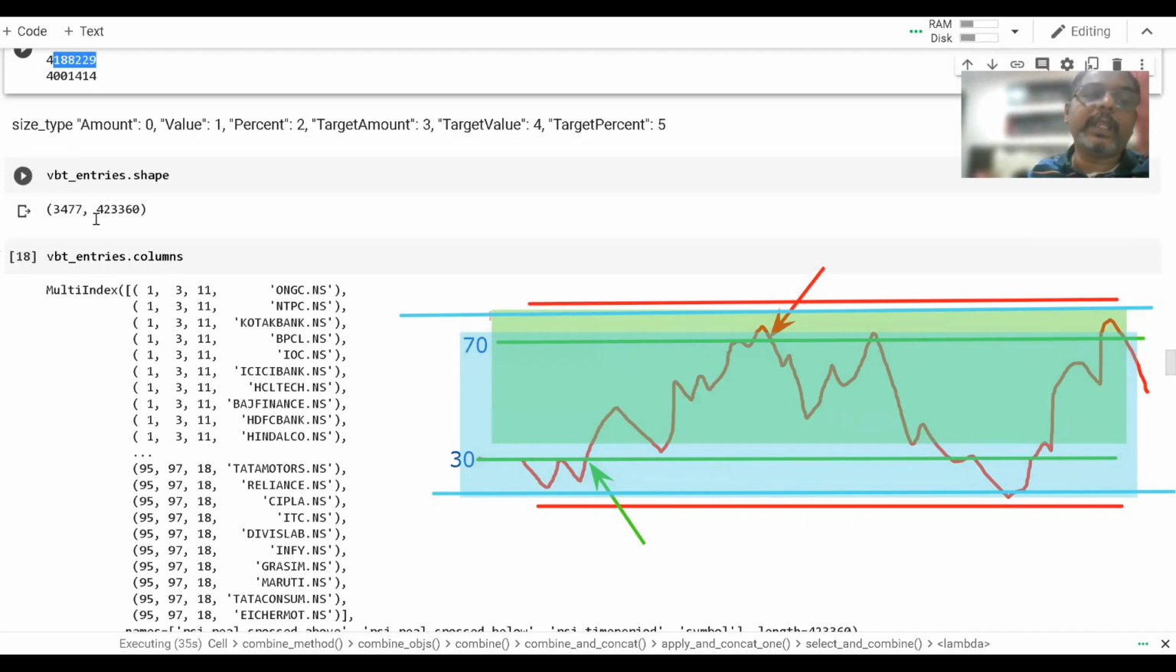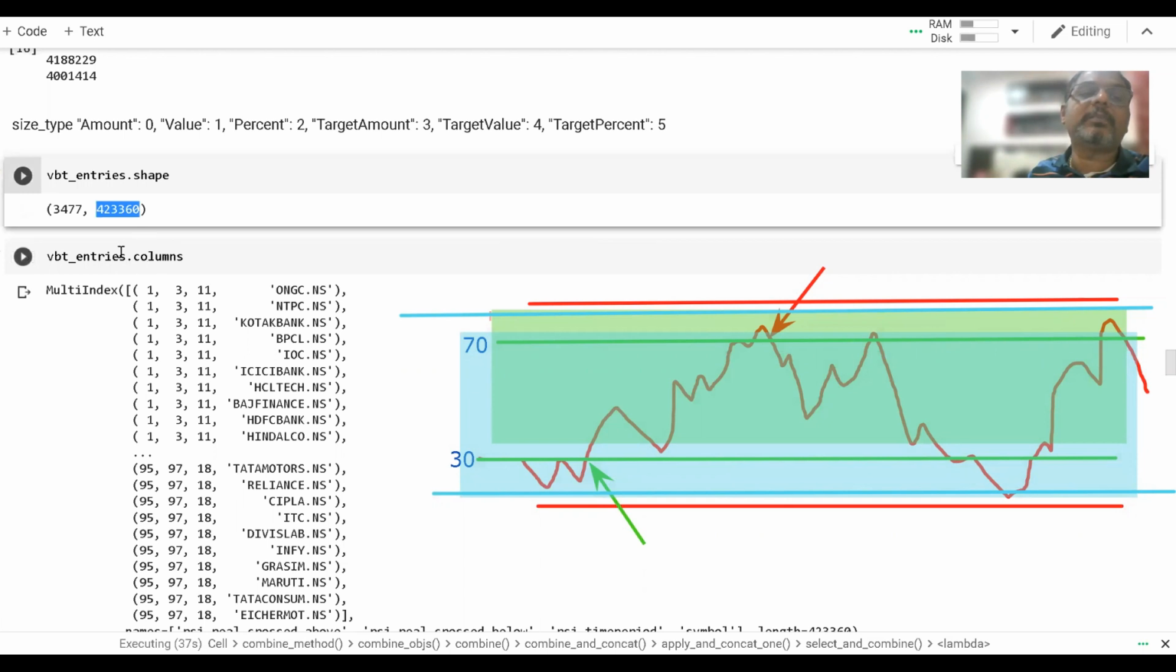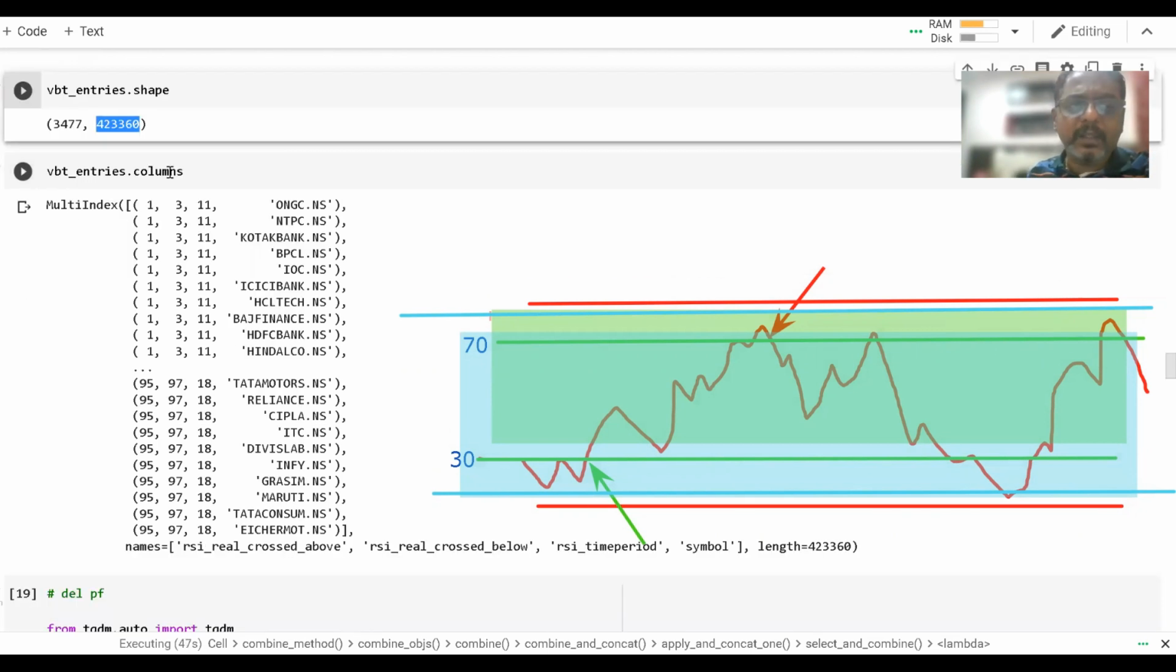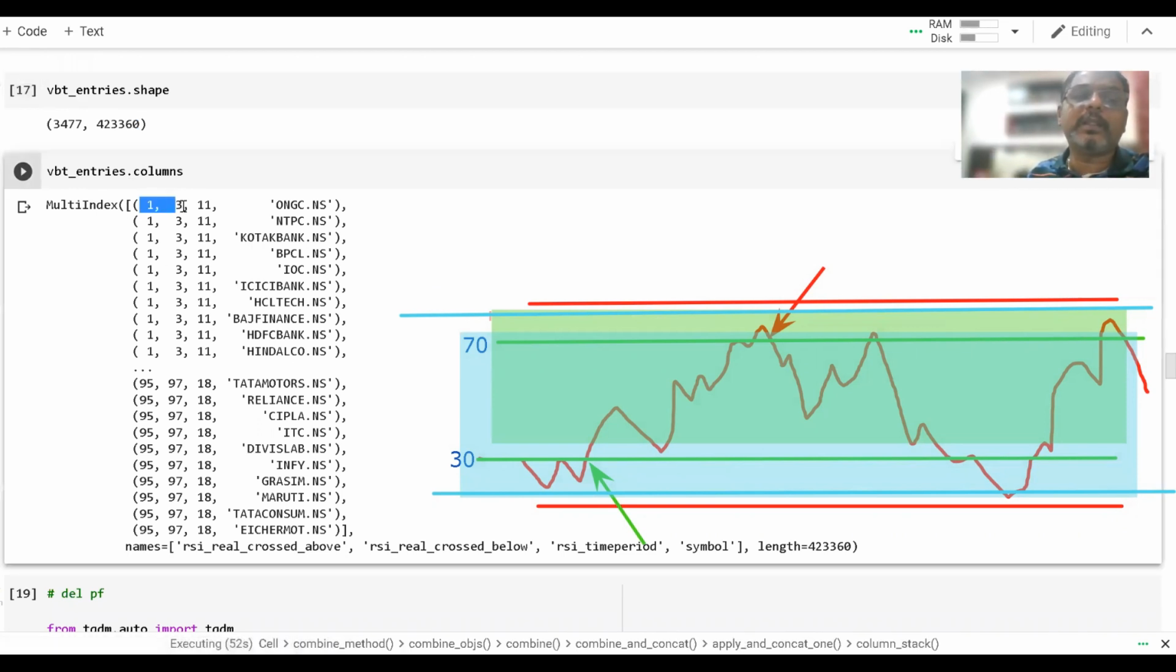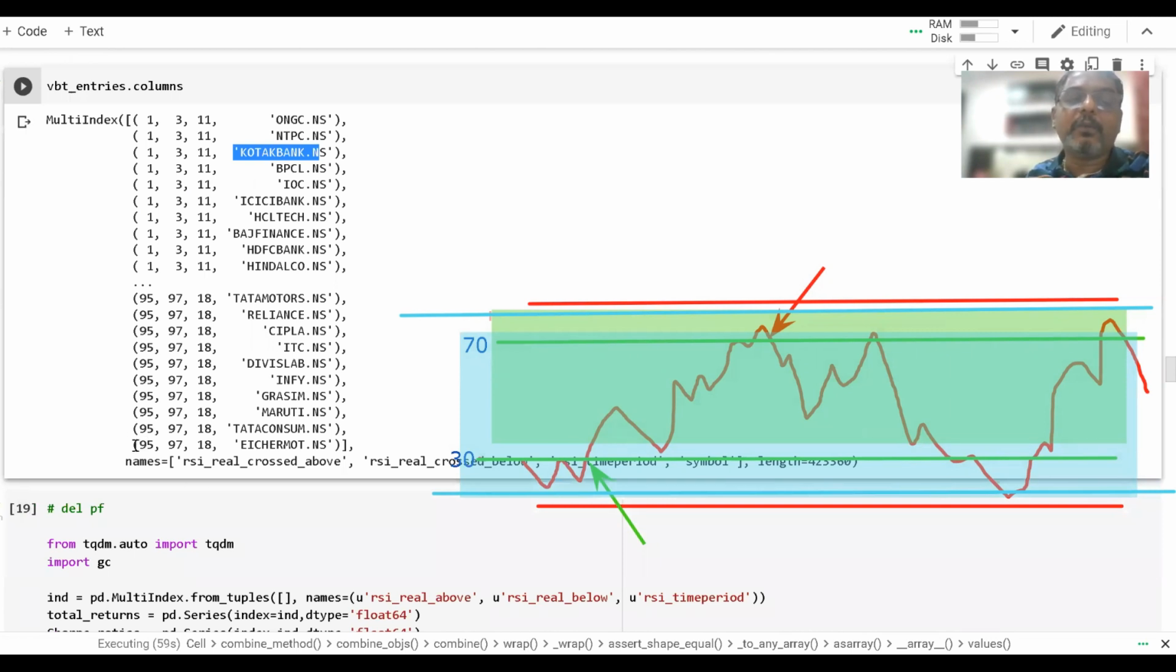So the total entries, as I said, will be about 4377 rows, which is our data, and the total number of column combinations is 423,000. The data for the entries and exits will look something like this. 1, 3, and 11 is the RSI value, then ONGC, then NTPC, Kotak Bank, and so on, and it will end with 95, 97, that is our final combination, 18, that is our final RSI value, and Eicher Motor, Tata Consumer, Maruti, Grasim, whatever.